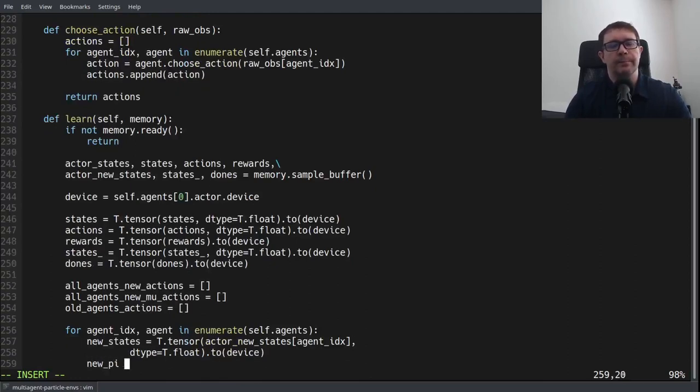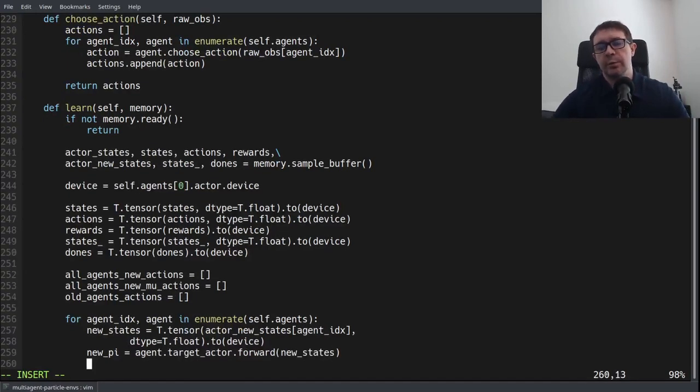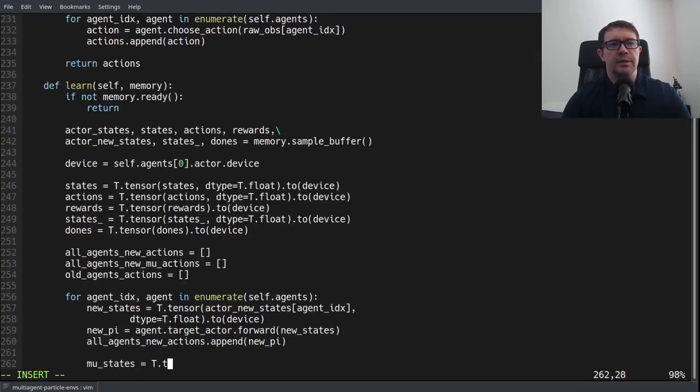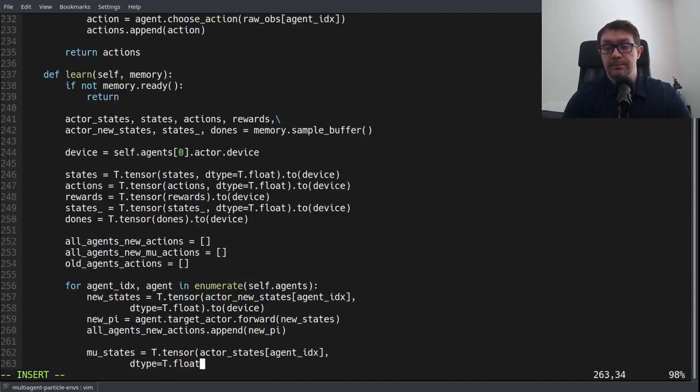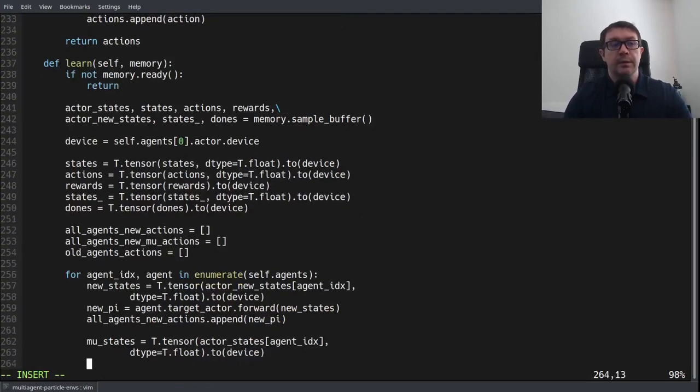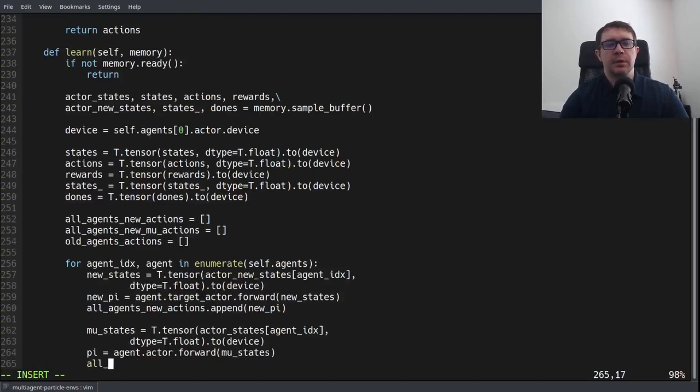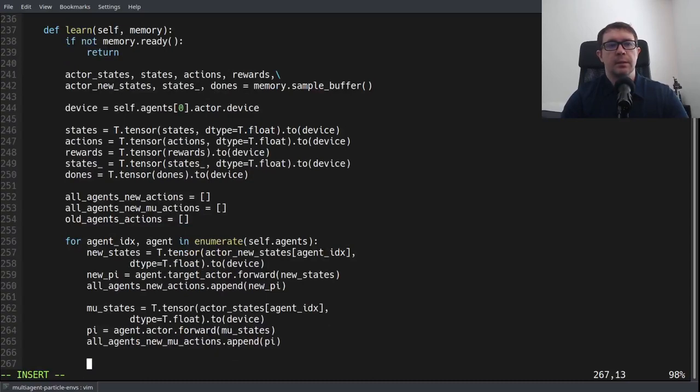We need our new actions. So agent target actor new states. What are the actions for the new states according to the target actor? All agents new actions dot append new pi, and we say t.tensor, t.float to device, and we say all agents new mu actions dot append pi, and then we say old agents actions, because we also need the actions the agent actually took, dot append actions agent IDX.